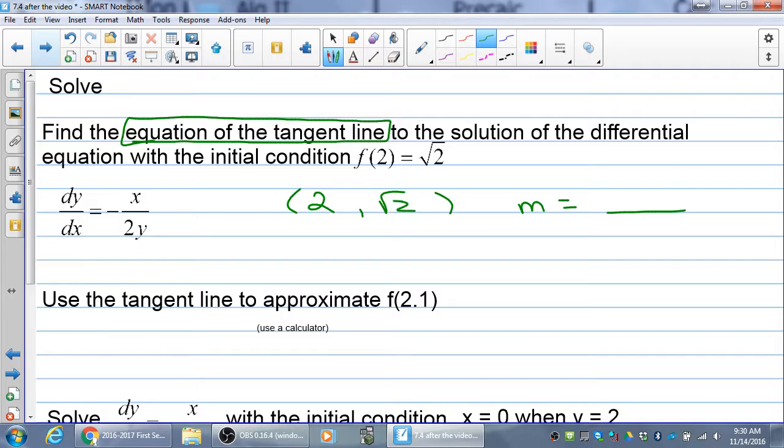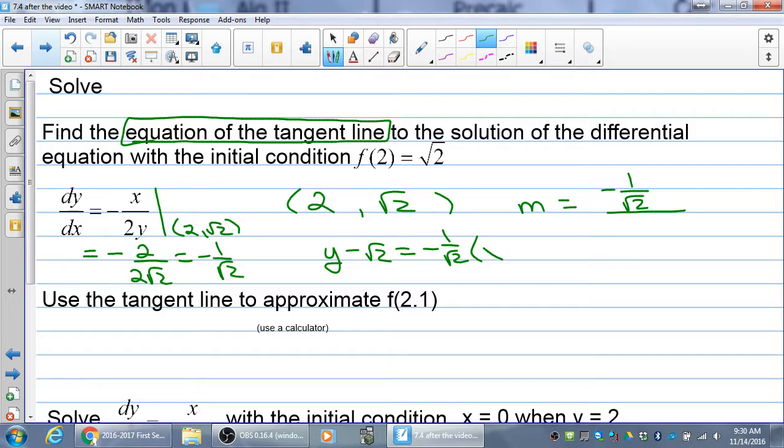This is the derivative, that is the slope. So we're evaluating this for 2, square root of 2. That's equal to negative x over 2 times y, which is negative 1 over square root of 2, which is actually square root of 2 over 2, but AP doesn't really make us rationalize. It's not necessary. We have y minus square root of 2 is equal to negative 1 over square root of 2 times x minus 2. Lots of 2's.